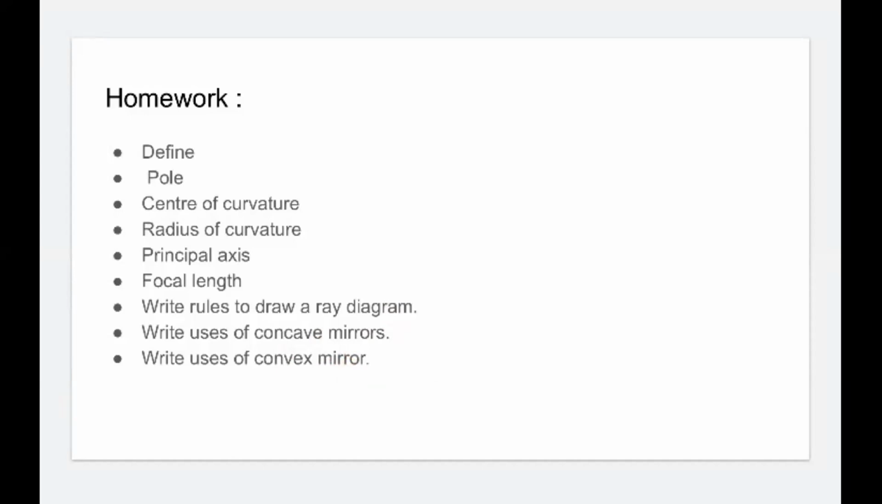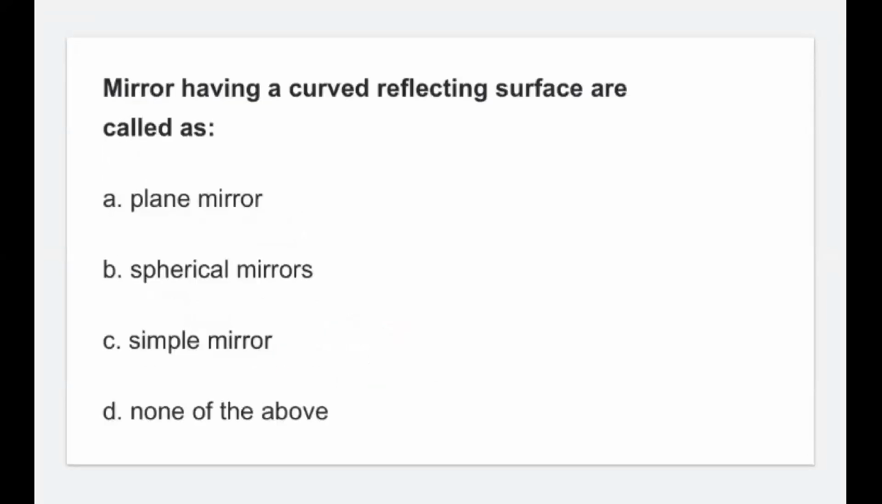We will now see a few multiple choice questions before leaving. Mirrors having a curved reflecting surface are called as plane mirror, spherical mirror, simple mirror, none of the above. The answer is definitely spherical mirror. The mirrors, whether curved inward or curved outward, come under the category of spherical mirror.